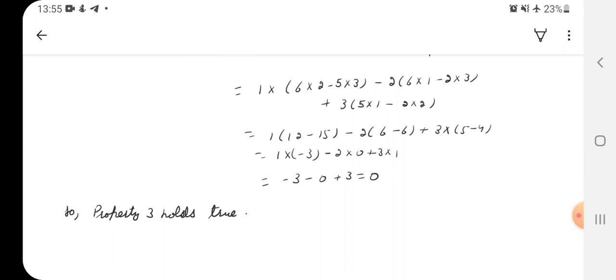These properties hold for all matrices. These are the general properties, right? These are particular examples that we took, but these properties hold true for any matrices. So this was our today's topic. The next properties we will discuss tomorrow in the next video, and problems based on this we will discuss in the class.